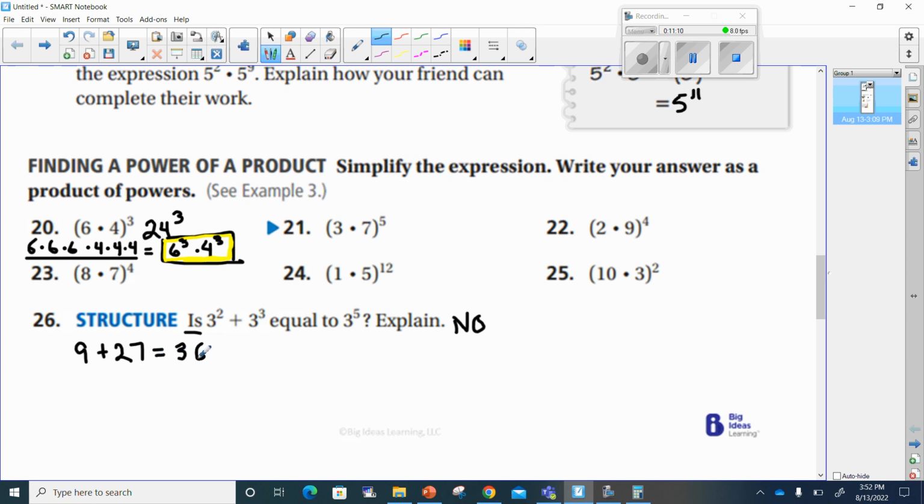But what is 3 to the fifth power? Well, 3 to the fifth power is actually 3 times 3 times 3 times 3 times 3. And that's totally different because 3 times 3 is 9, and this 3 times 3 is 9. So what we really have is 9 times 9 times 3. 9 times 9 is 81, which is already a way bigger number than what we had up here. Now we have to multiply 81 to 3.